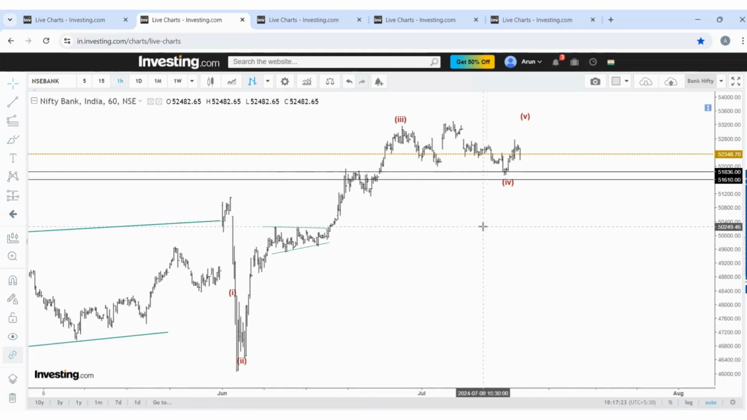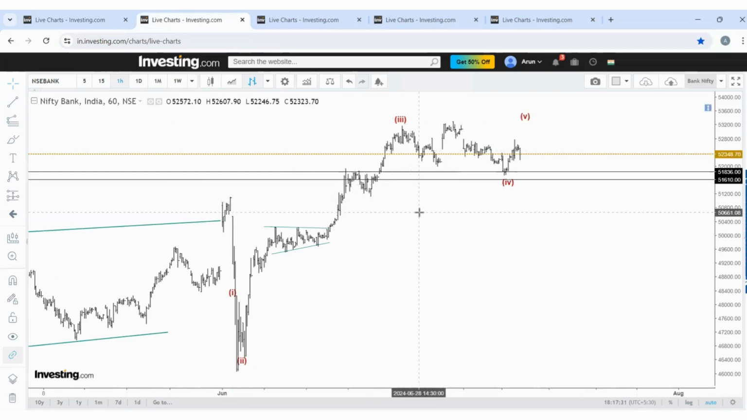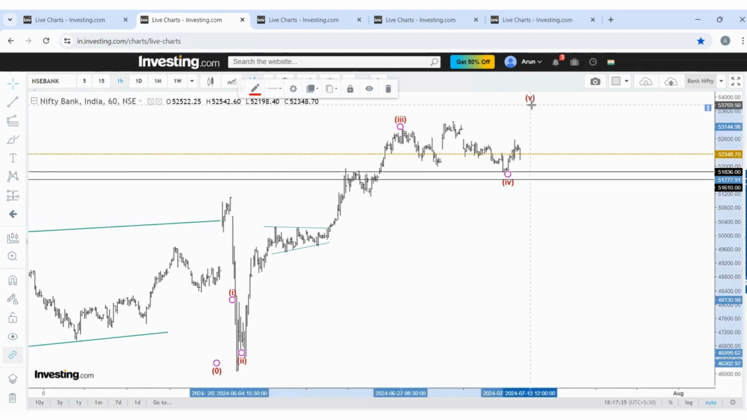Banknifty, again, is slightly confusing. Intermarket divergence is also appearing. See, Nifty made a new high, but Banknifty has not yet made a new high. The price needs to cross above this top. Yes, it needs to make an all-time high. Then only can we see higher levels in Banknifty.